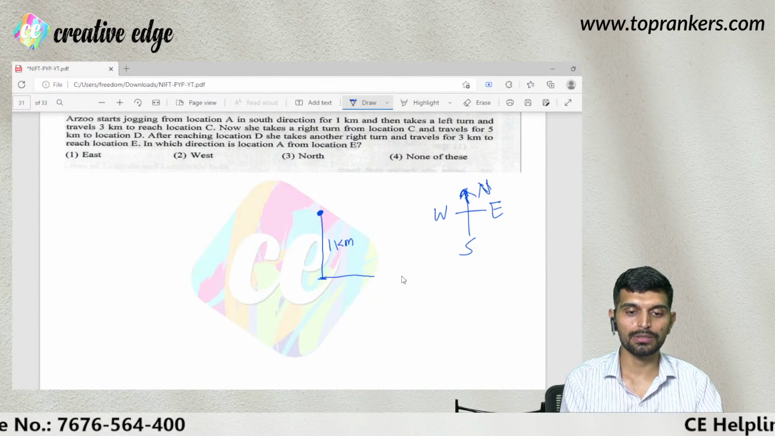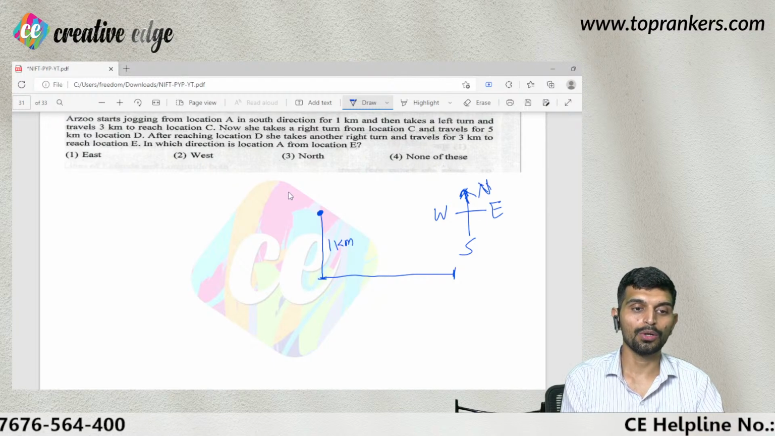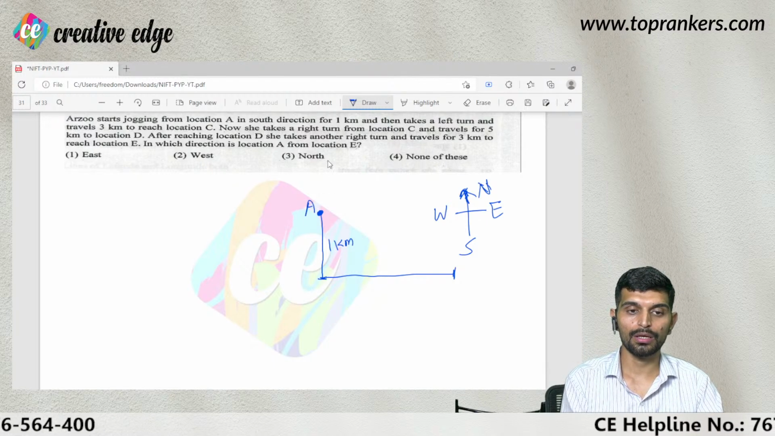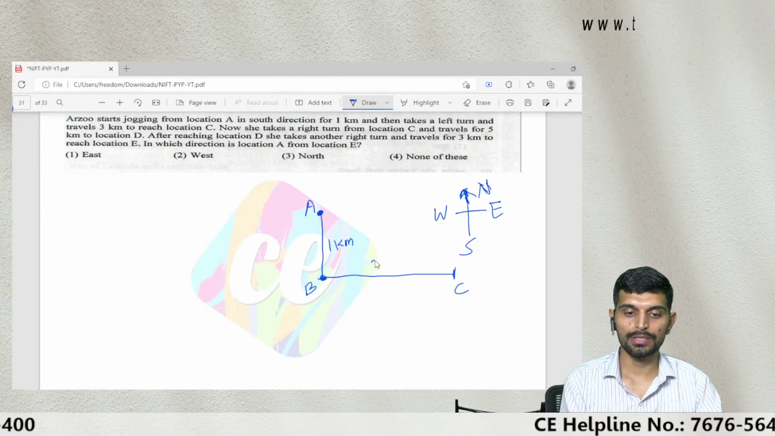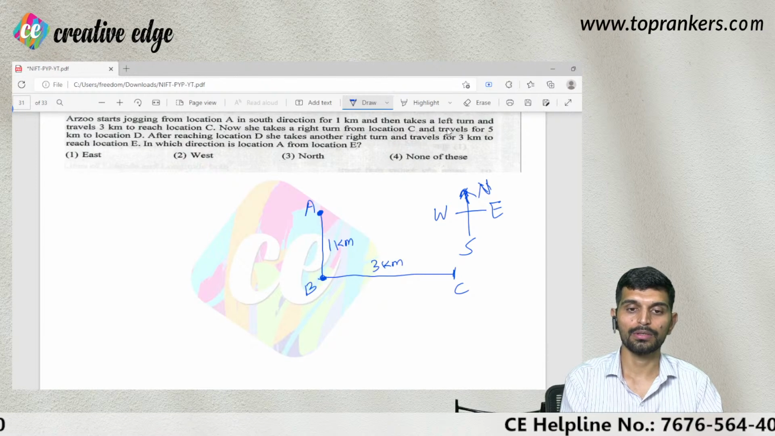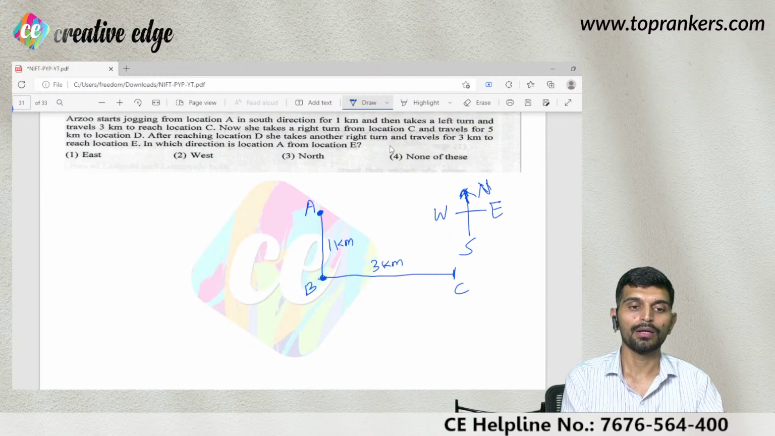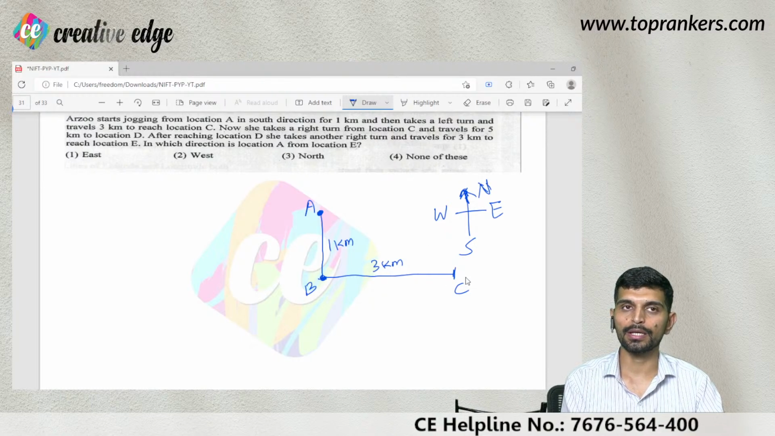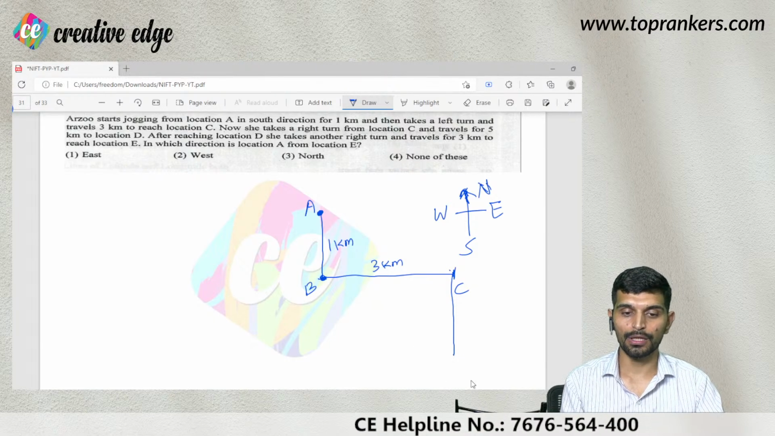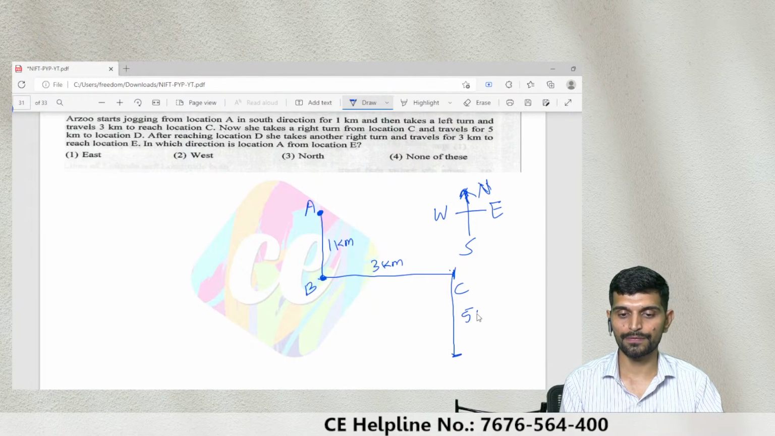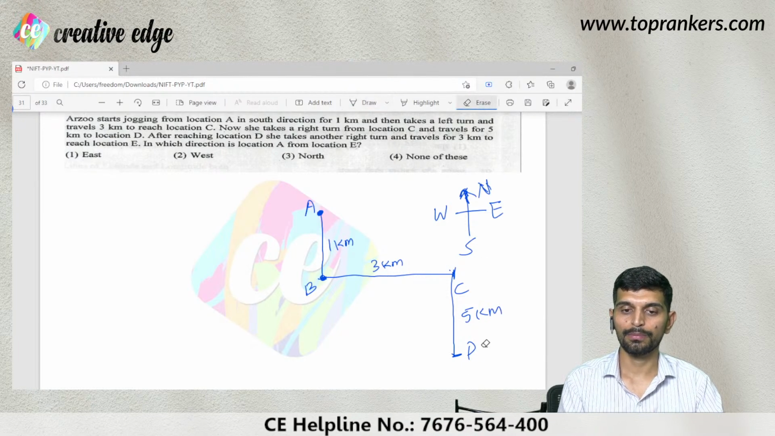Travels east 3 kilometers. From location A in the south, say this point is B and this point is C, this distance is 3 kilometers, right? From location C, she takes right, facing east, taking right is going towards south for 5 kilometers. So this distance is 5 kilometers. This is point D, not B, but D.